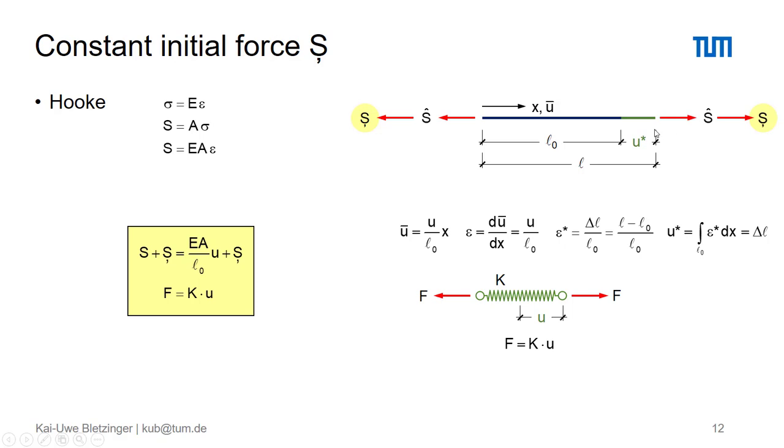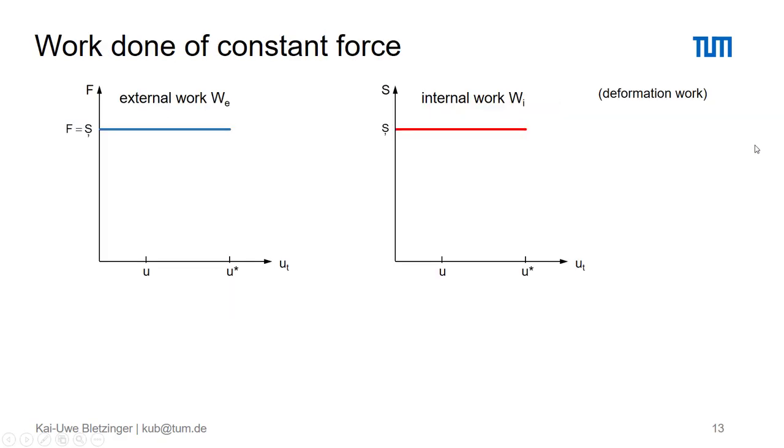You see that animated as we increase u until we reach the final state u star with the intended load as cable force S hat. The S sub-comma always remains constant. The work done by the constant force can be determined again from the graph indicating the value of S sub-comma throughout the complete displacement history from 0 to the final state u star, and as the internal and the external forces also are the same for a constant force, we have the same graph for both.